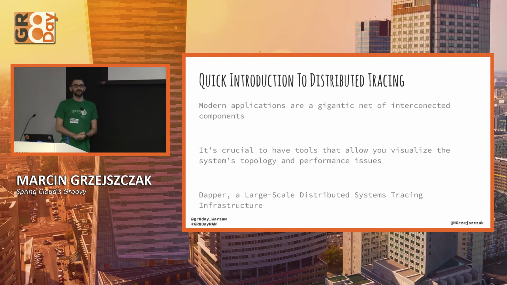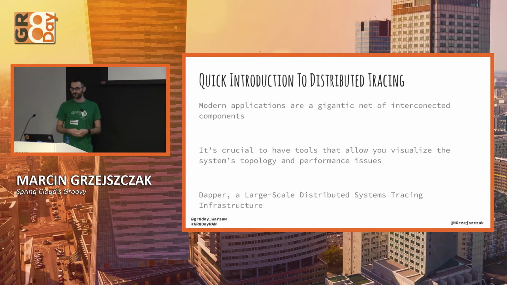Nowadays, all modern applications tend to form a gigantic net of interconnected components, right? Everybody's talking to everybody, and somebody joining the project has absolutely no idea what the project looks like in production. It's of course not documented anywhere, and it's like tribal knowledge: I know a guy who knows, for example, this part of the system. So this is really, really difficult.